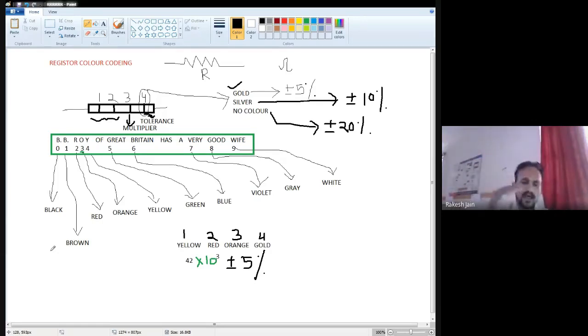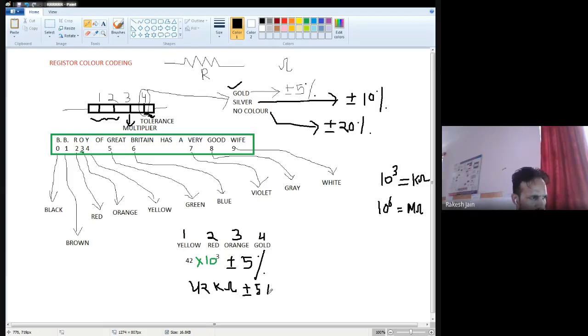So what is the meaning of plus minus 5%? It means 42,000 multiplied by 5 by 100. First of all, remember, whenever 10 to the power 3 is there, it is known as kilo ohm. Whenever 10 to the power 6 is there, it is known as mega ohm. So whenever someone asks you that you have yellow, red, orange, and gold, what is the value of the resistance? We can say 42 kilo ohm, because of 10 to the power 3, so 42 kilo ohm plus minus 5%.